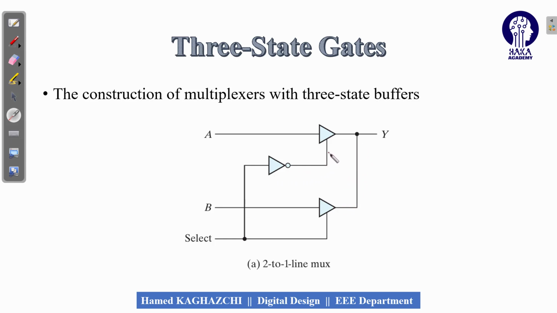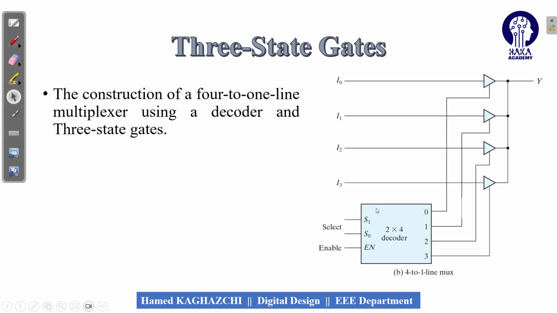And here will be equal to 1. And when here is equal to 1, A is directly transferred to Y. So it means that Y will be equal to A. And if we select 1 here, here will be equal to 1, and B will be moved directly to the output. And because here will be equal to 0, this one will be removed. So you can see that using the three-state gate, we could produce the multiplexer.